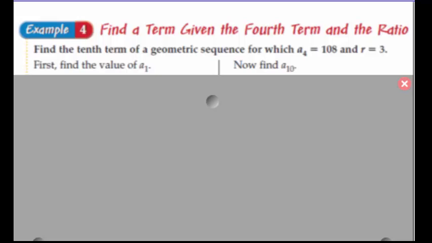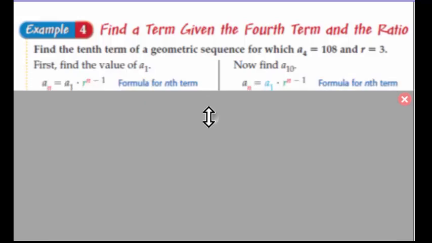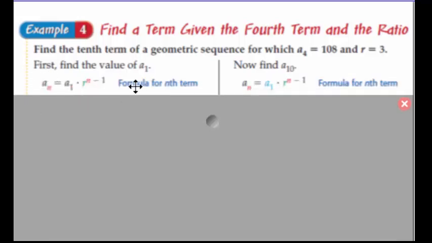So what we can do here is plug in everything we know to our original formula. So we plug all that stuff in. We know that the answer to our fourth term would be 108, so we're going to put 108 here. And we know that r is 3. And we also know that the n value is 4 because the fourth term is 108, so we're going to plug in a 4 right there for n.